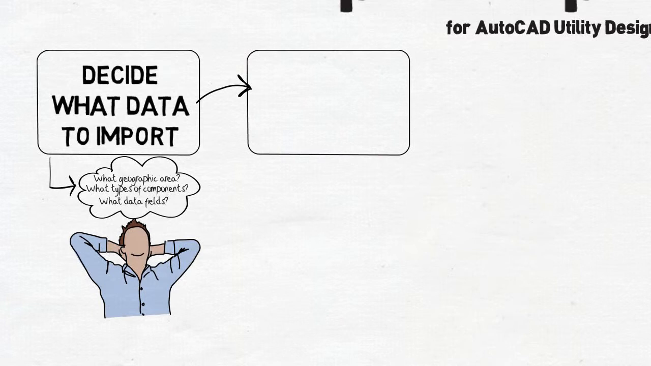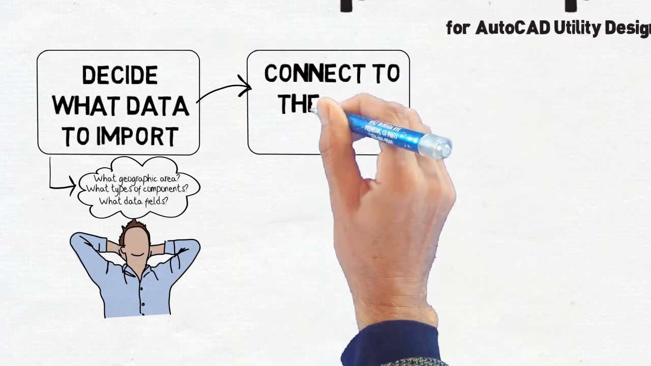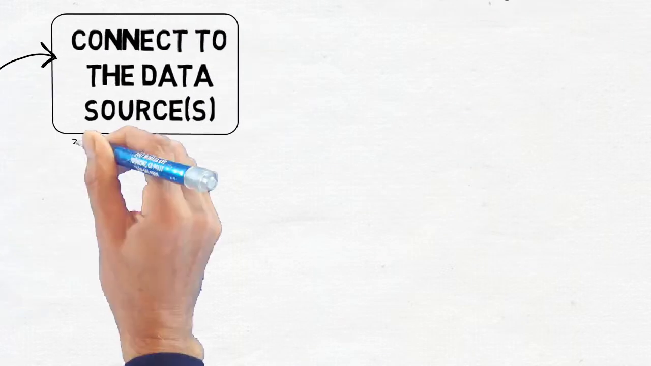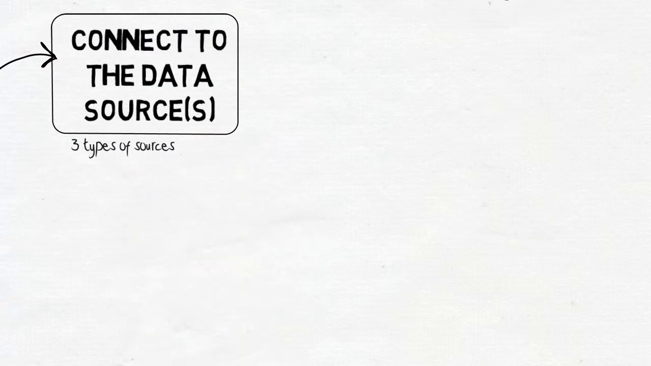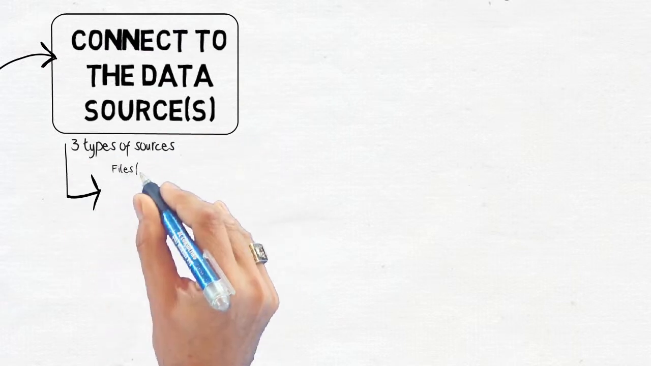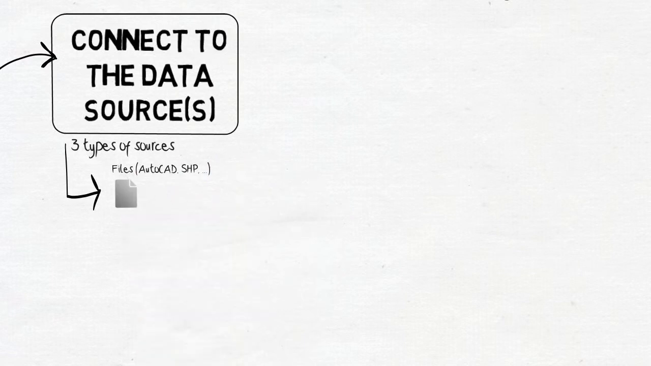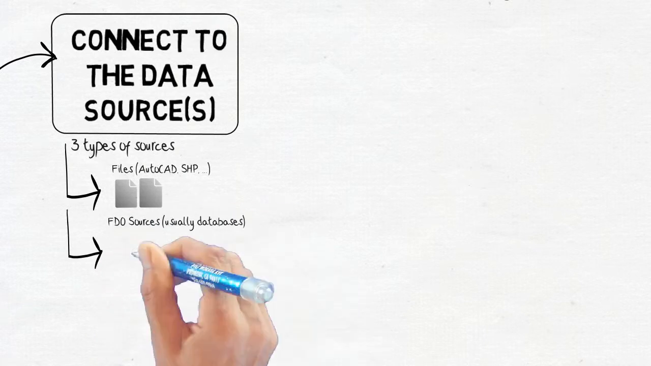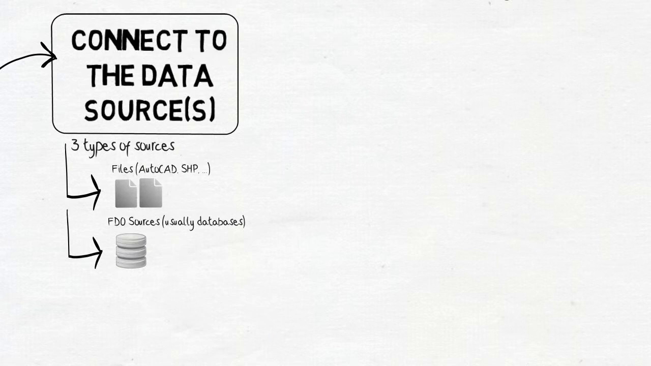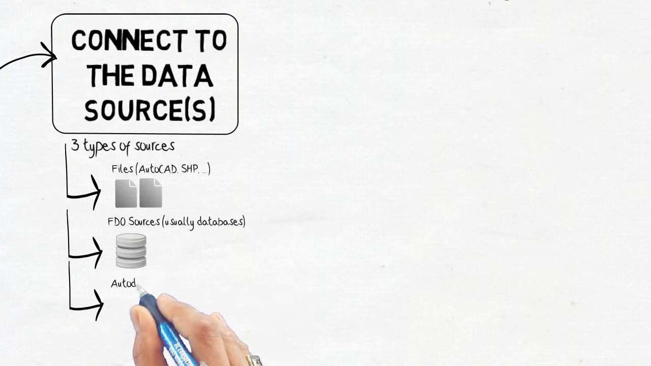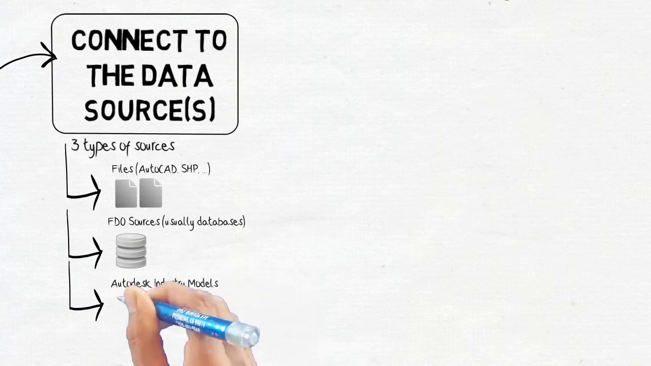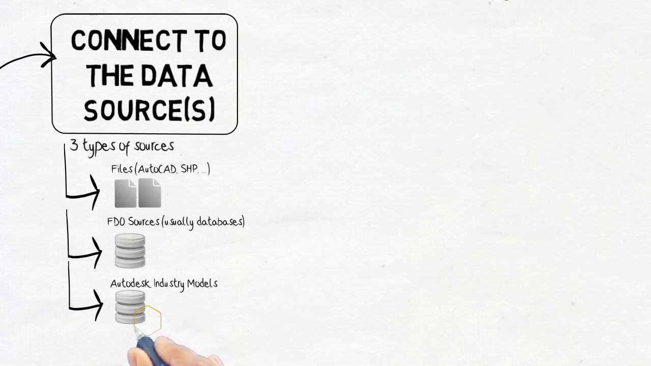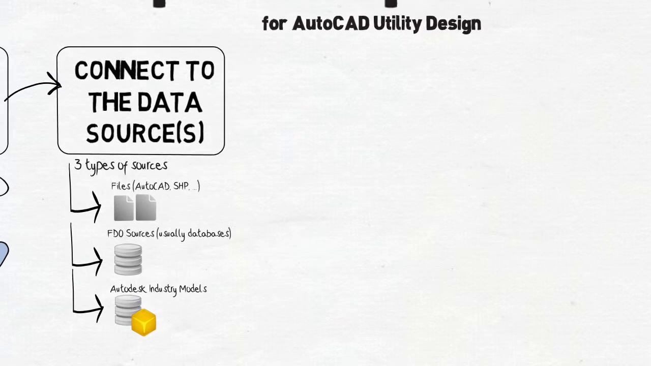You first connect to the data source or sources. Now, AutoCAD Utility Design supports importing data from three general types of sources. First, you can import from files, such as AutoCAD files or ESRI shape files and so forth. Another alternative is to import from what are called FDO, Feature Data Object sources. These are usually database sources, like say ArcGIS or Oracle. And for those of you using TopoBase or Map 3D for asset management, you may be able to directly import using the Autodesk industry models in these sources.